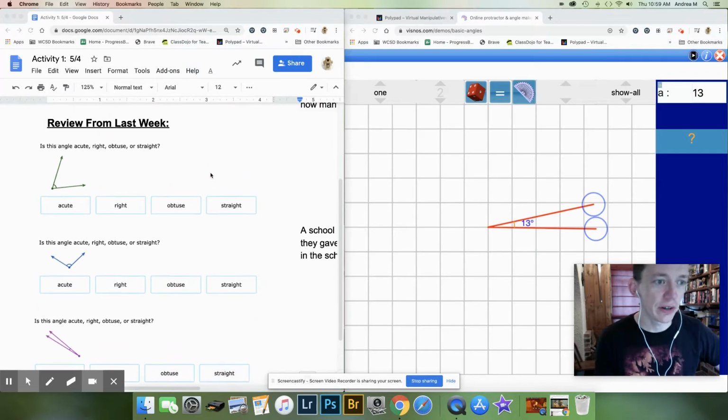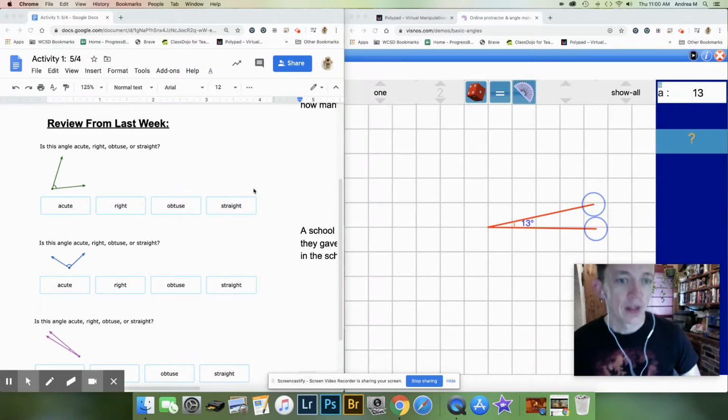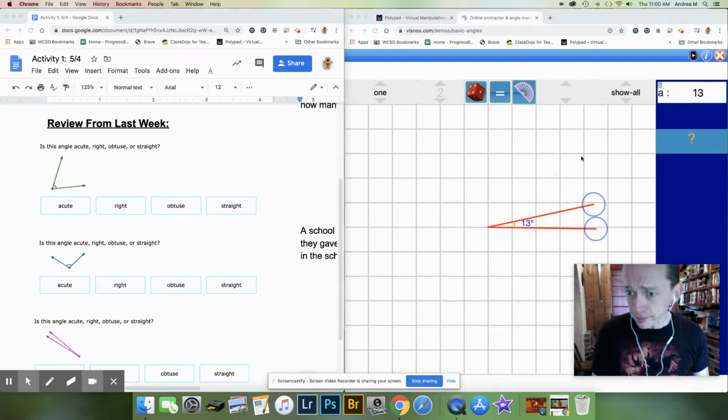So the first three questions for today are dealing with those angles that we talked about last week: acute, right, obtuse, and straight. These are going to be words that you're going to be seeing and hearing more this week as we identify shapes, specifically triangles that have certain angles within them, whether they be acute, right, or obtuse. Okay, so just kind of a reminder of what that looked like from last week.